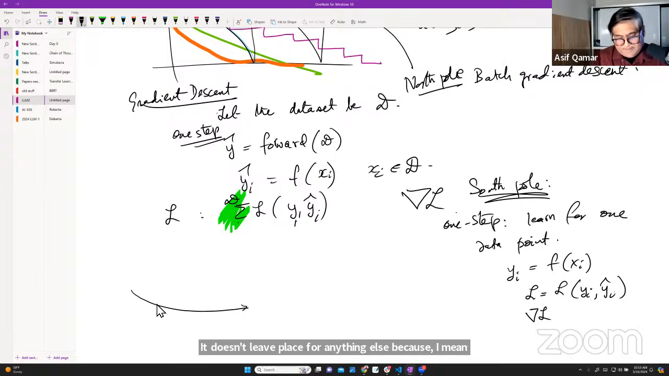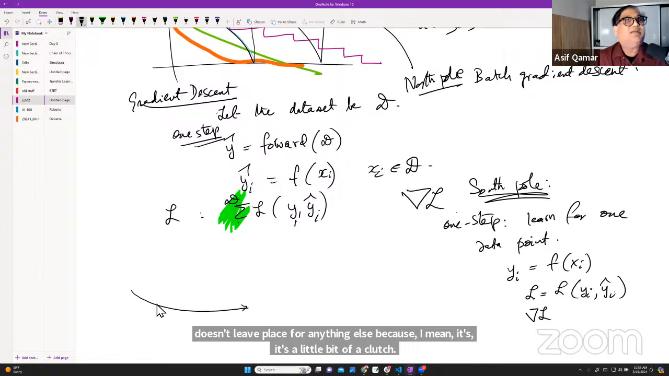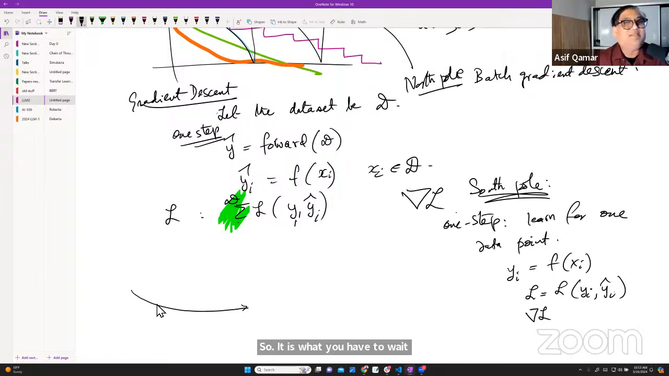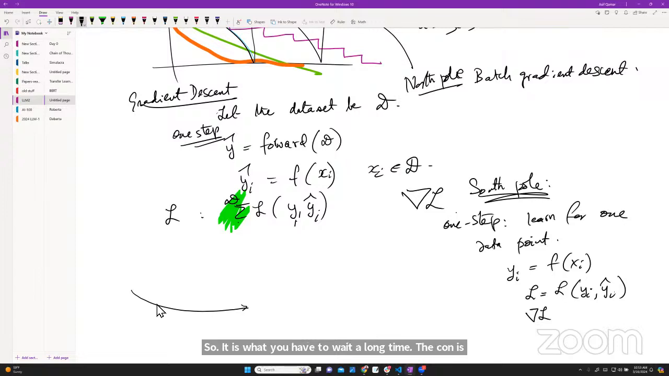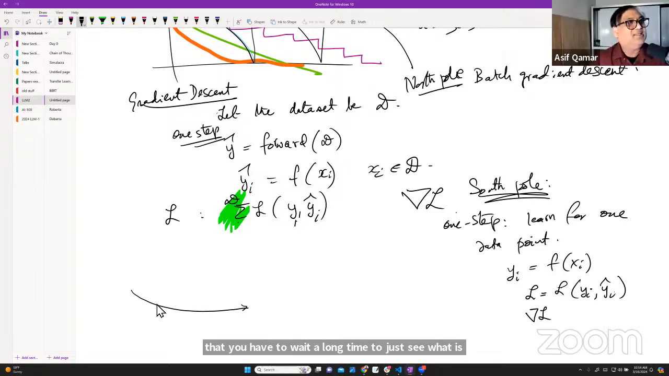The con is that you have to wait a long time to just see what your loss is after one epoch, one round through the data, because it has to compute all the values. It has to compute the loss across all the points. Then it has to compute the gradient of it, and then backprop it, and take a step. So one step means one journey through the whole data set. If your data set is billions of points or hundreds of millions of points, you have to wait a very, very long time to get to one step of learning.